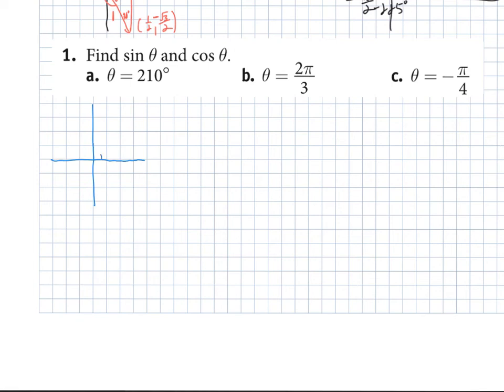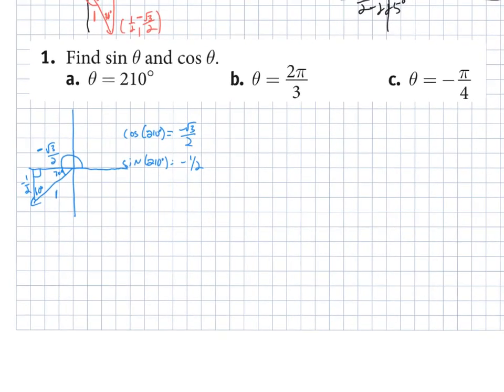So 210 degrees, I know is 30 degrees past 180, so I'm over here. I know my hypotenuse is 1. And if I think about my unit circle, this is like 30 degrees here, 60 degrees here. So the 60 is the bigger side, so this is root 3 over 2, and it's in the negative direction. And this one's going to be the negative 1/2 in the downward direction. So therefore, my cosine of 210 degrees is negative root 3 over 2, and my sine of 210 degrees is negative 1/2. Again, that comes from our 30, 60, 90 pattern.